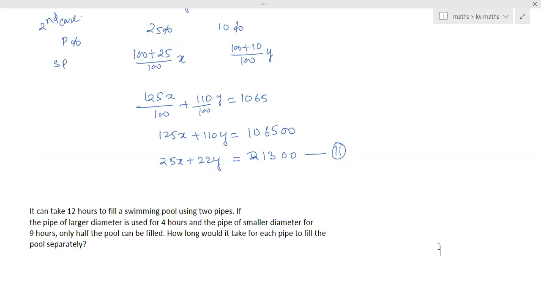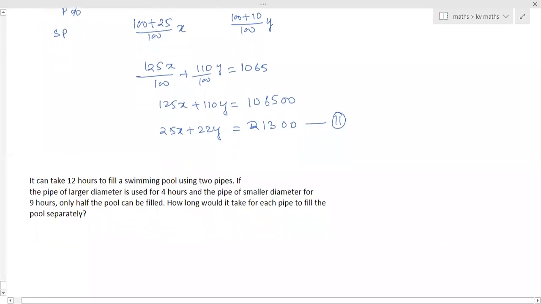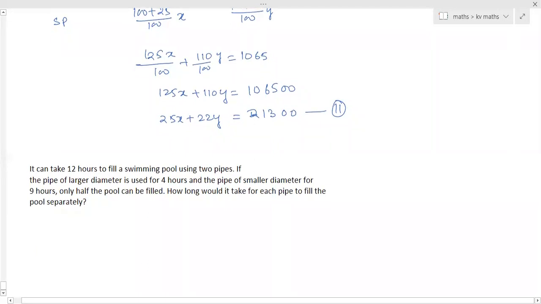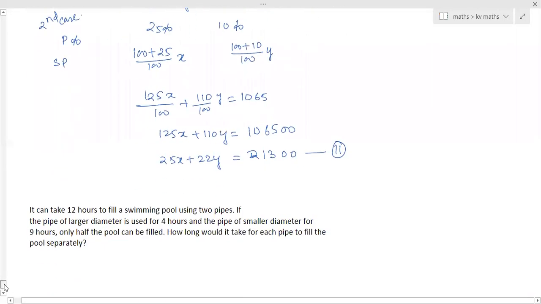In the last class we did the men and women question. Do you remember? Yes, ma'am. This is the same question. It can take 12 hours to fill the swimming pool, so that means the full pool is filled completely in 12 hours. So there are 2 pipes, and we have to consider what the larger diameter pipe will take separately if it is working.